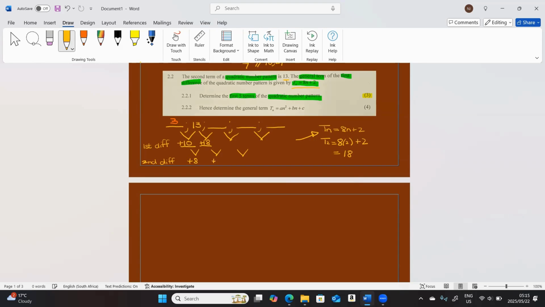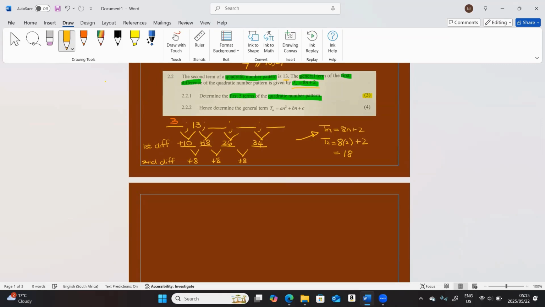Okay, so this is what we have to do. We plus 8 the whole time. Why can we do this? Because they tell me it's a quadratic number pattern, and we know that these are the characteristics of a quadratic number pattern. So now we can continue. We can go and get the third and fourth term of my linear number pattern. So 18 plus 8 will give me 26. And then 26 plus 8 would give me 34.